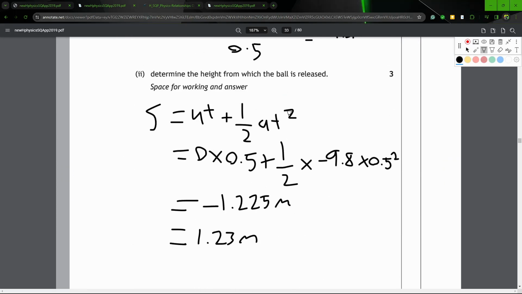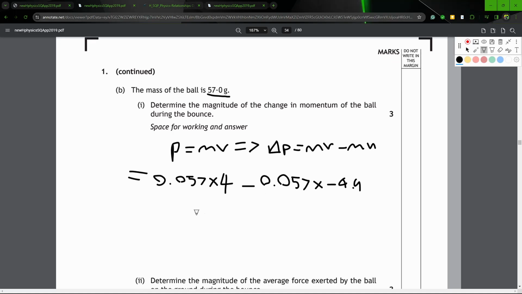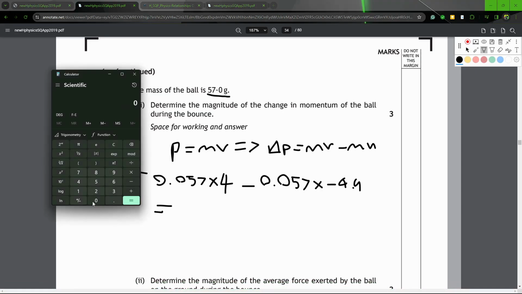and there we go. Make sure to keep minus signs on calculations of momentum because they do come into effect. You need to pick a direction and make sure all your numbers have the correct sign, otherwise it just screws you over. So times 4 minus 0.057 times negative 4.9, and then we just shove this into our calculator. That's the beautiful thing about physics, a lot of the questions you can just get away with plugging in numbers and just kind of monkeying it.